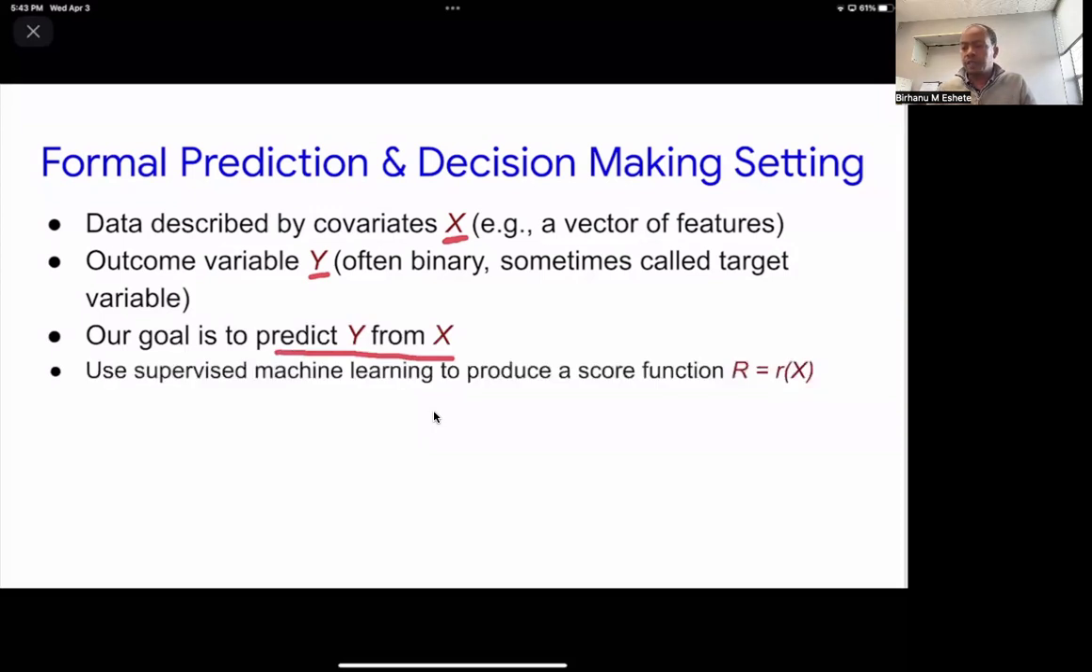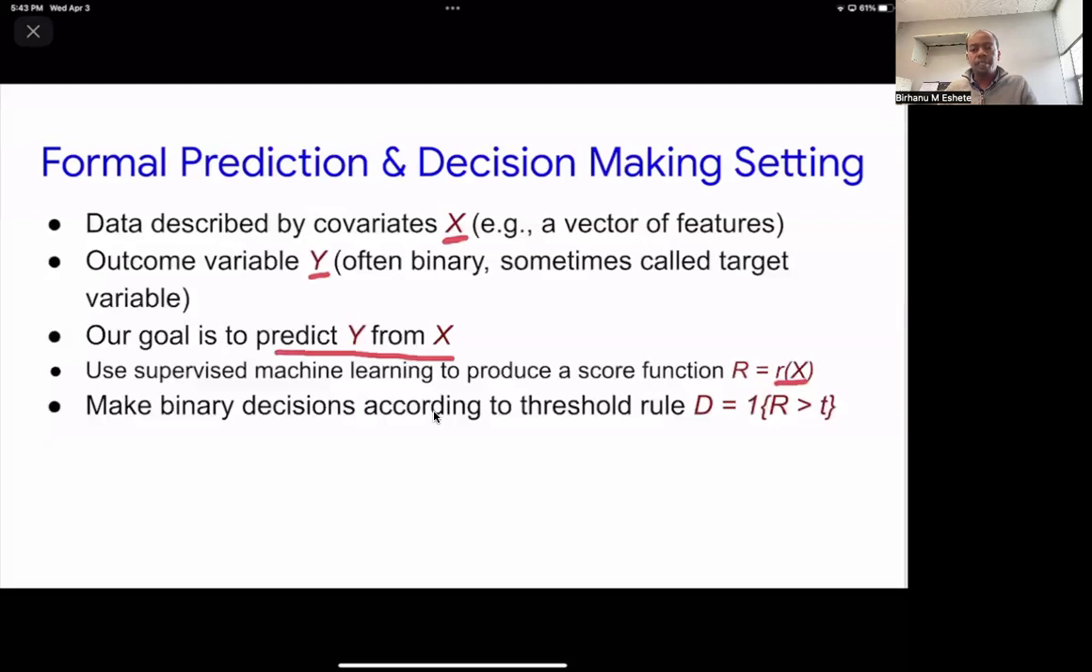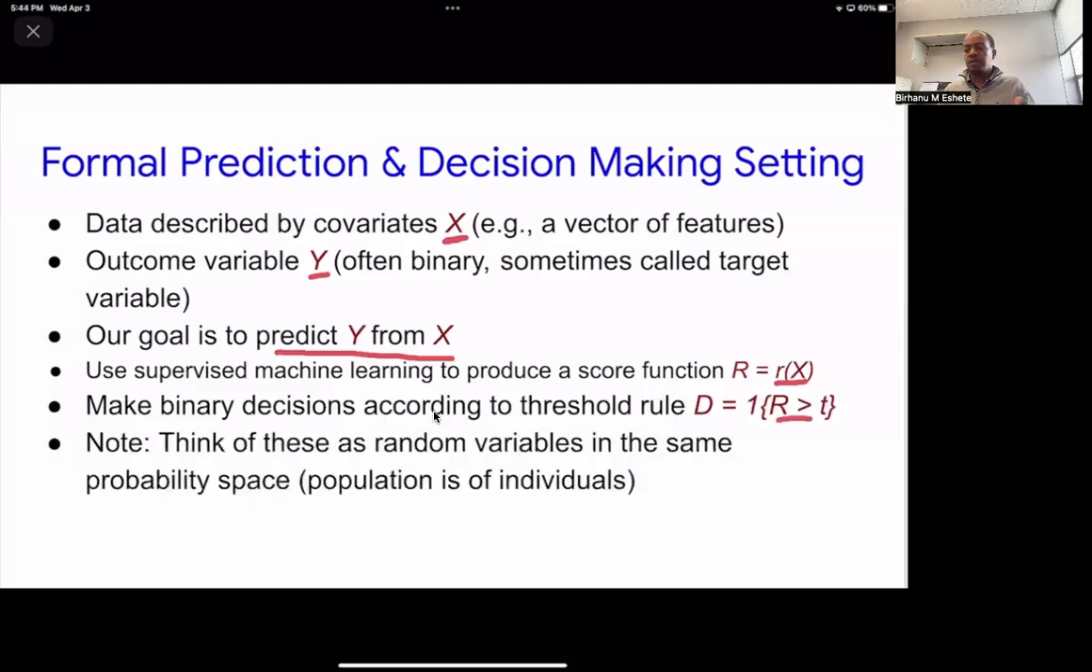And for that, we will be using a supervised machine learning classifier that would produce what we call a score function R, which is R of X, right? So given X, you run it through the function and it gives you the score. And based on the score, we want to make binary decisions according to the threshold rule, where the decision is going to be, for example, 1 when the score is greater than some threshold T, okay? As we do it in binary classification, for example, linear models like logistic regression or even neural networks, right?